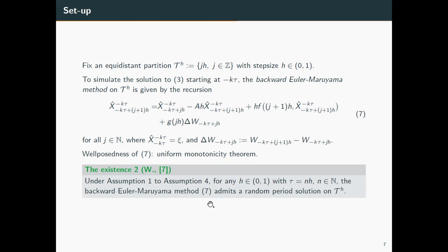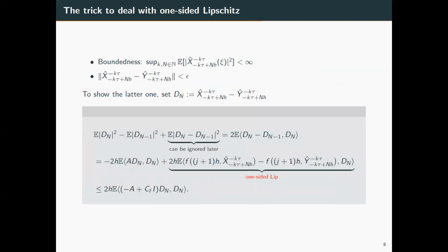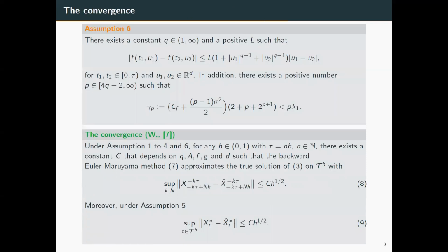The second main result today is: under assumptions 1 to 4, and for any h with some conditions, the backward Euler-Maruyama method we propose here admits a unique random periodic solution on the time grid, right? The proof is more or less the same, and we make use of a trick to deal with the one-sided Lipschitz condition, but I will skip it due to limited time.